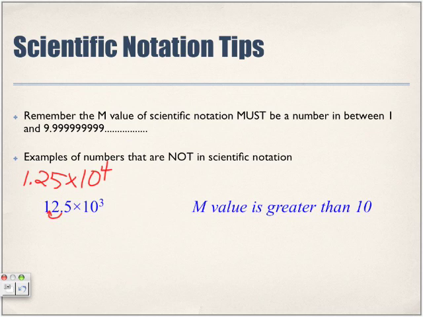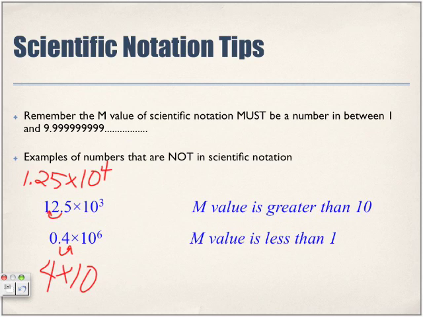Okay. Another one. So m value greater than 10. 0.4 times 10 to the power of 6. It's smaller than 1. Our m value is smaller than 1. Okay. So which means, how do I change it? I move the decimal in this direction. So my value is here now, 4 times 10. But I'm subtracting from my exponent, so it becomes times 10 to the power of 5. Okay?